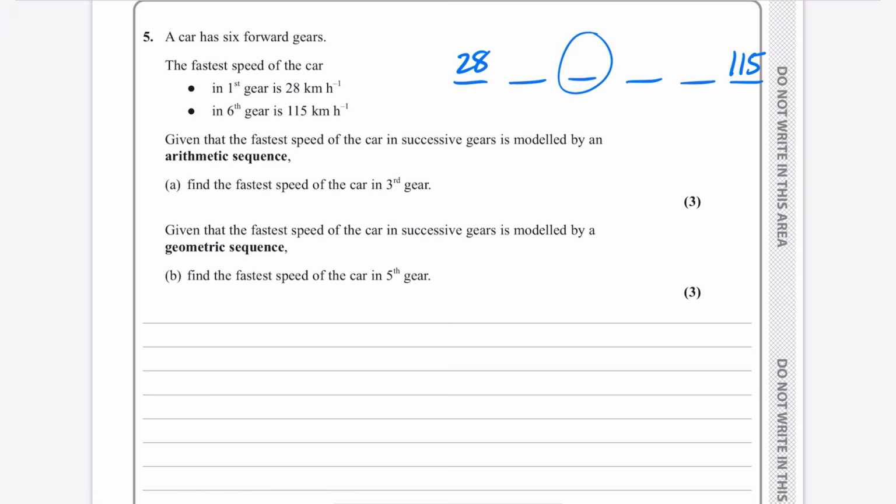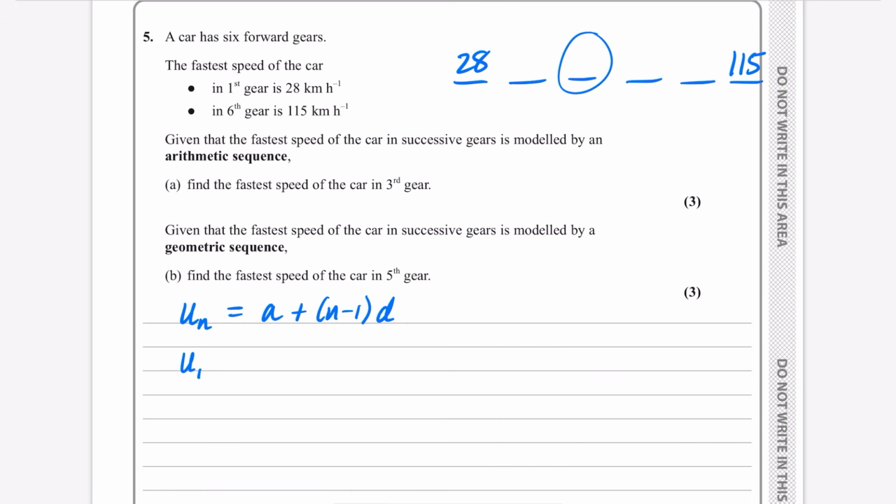So if it's arithmetic, we're looking for this third one. Now you could just do this with common intuition, thinking, okay, it's going up 1, 2, 3, 4, 5 times, find the difference and divide it by 5. Or you might like to think of the formula that goes with this. So we're talking about the term that it is in, the position. So we say that un for an arithmetic sequence is a + (n - 1)d.